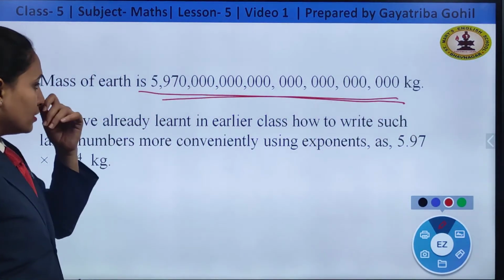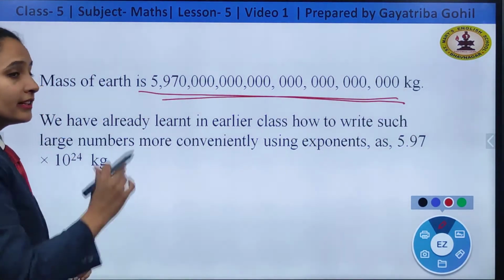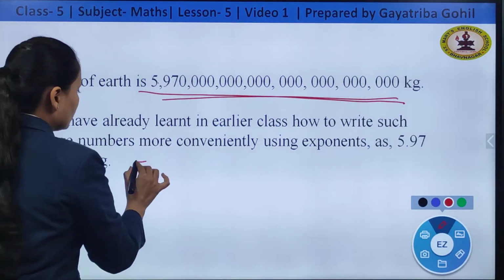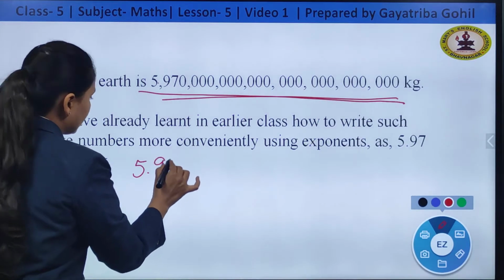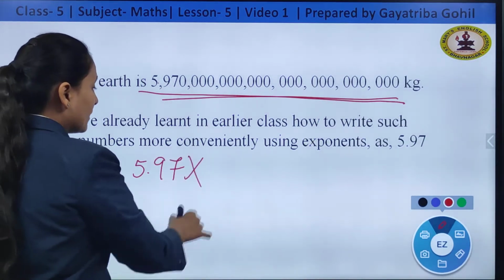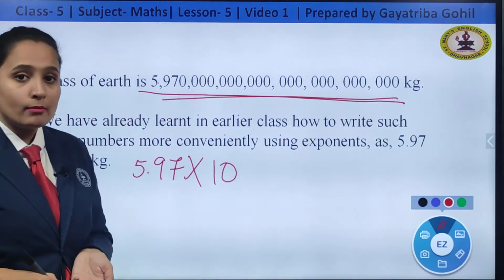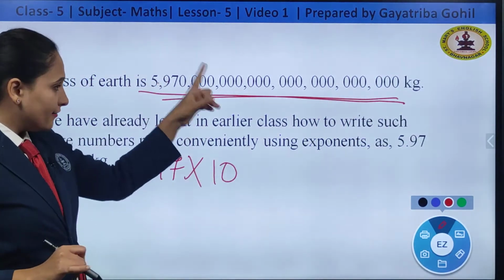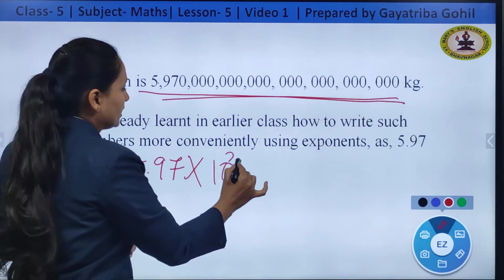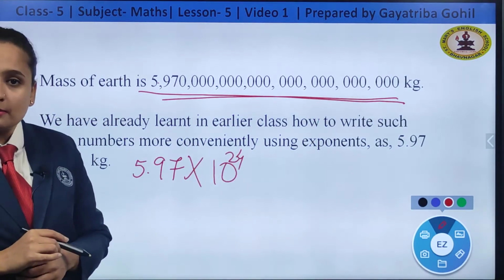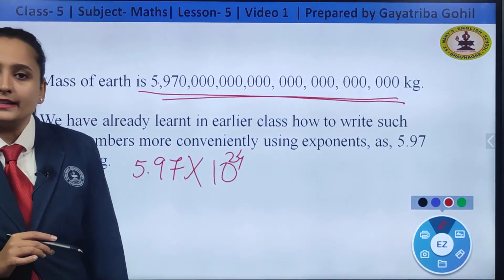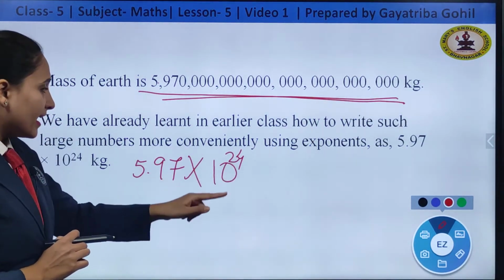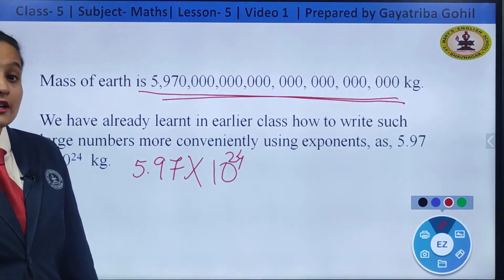Count the number of zeros. Here we have also learned that before the decimal we need only one number. So here we need to put a decimal. So 5.97 we know. Then multiplied by 10 raised to how many? Count all the digits after this decimal. If you count, you will come to know that there are 24 digits after the decimal. So you will write 10 to the power 24, or 10 raised to 24. So how do you write it? 5.97 into 10 raised to 24.